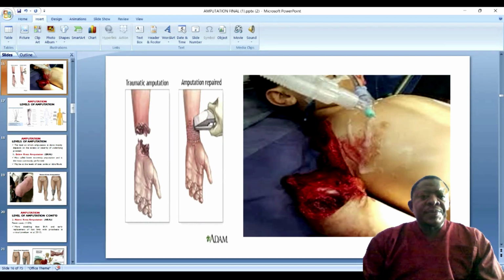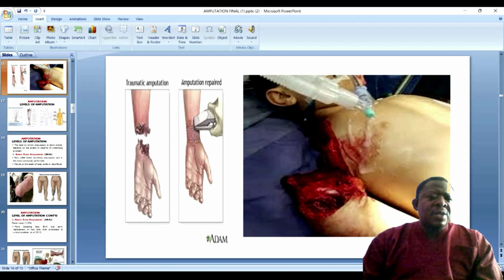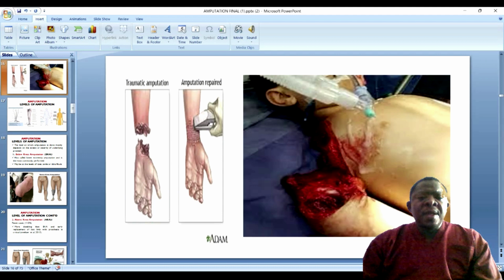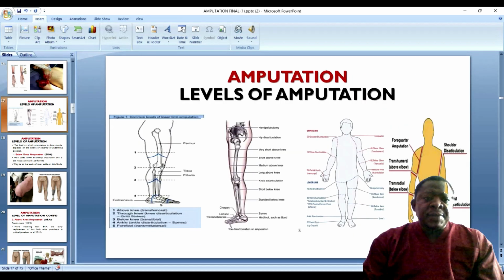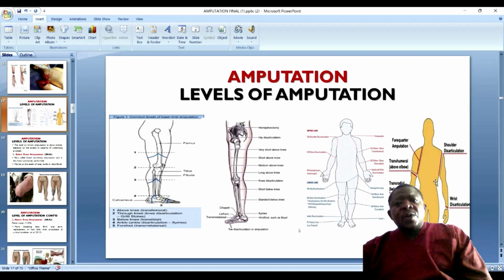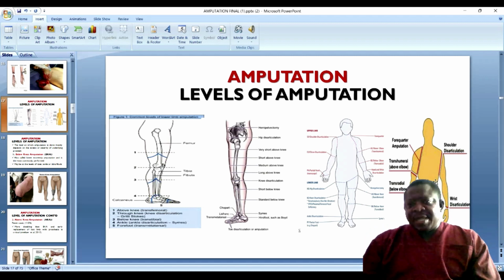Of course, it has to be done within the shortest period of time so that the other part can also be allowed so that blood vessels can easily form. If you wait for long, blood vessels may not easily form. The wound, the skin may start getting necrotized.